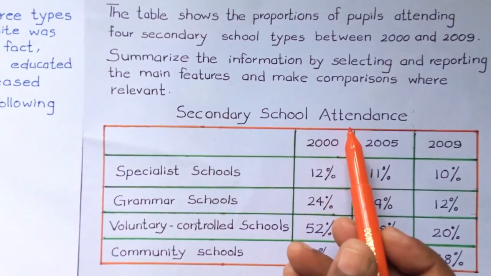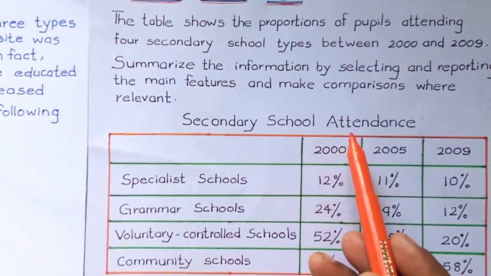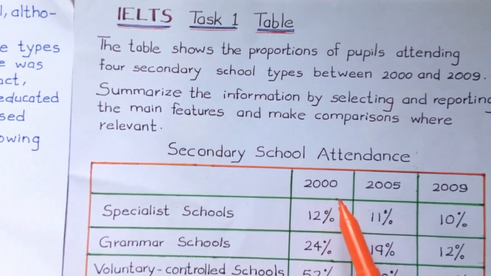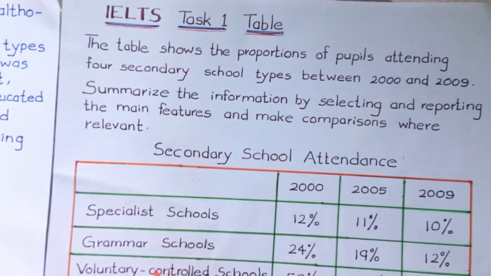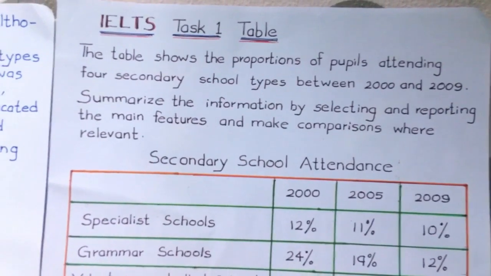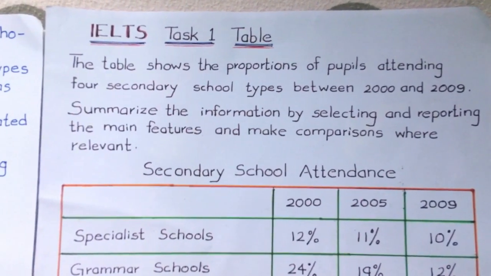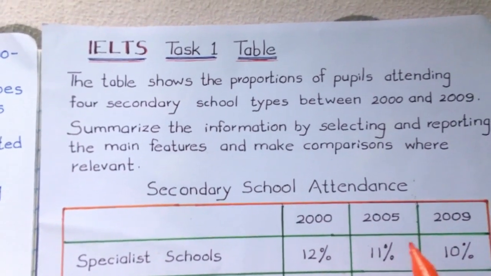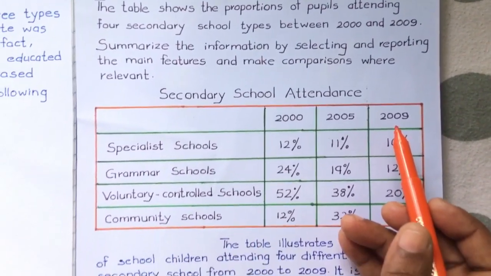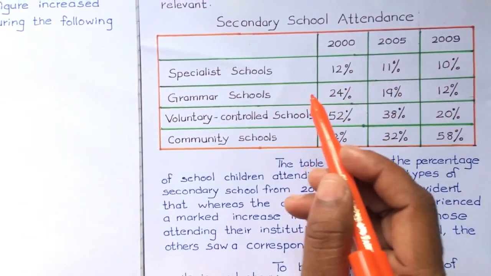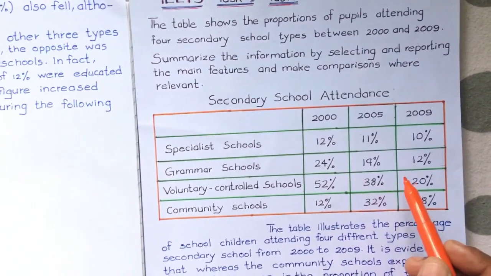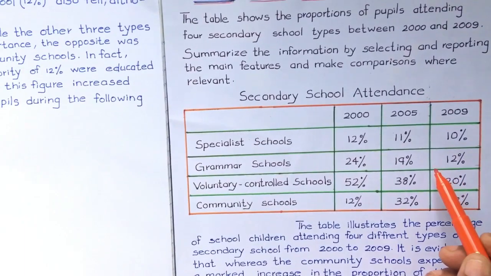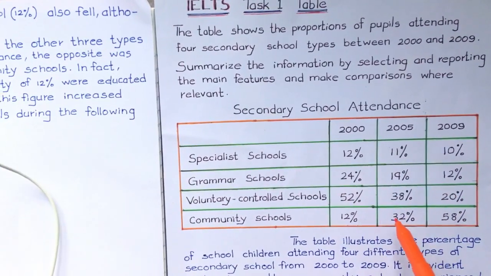Secondary school attendance. This is the attendance of the secondary schools. There is data about specialist schools, grammar schools, voluntary control schools and community schools. As you can see, there are 3 years of attendance given: 2000, 2005 and 2009. Got it? So let's see the percentages also. They are almost around 10 to 15, right? But some are quite high.